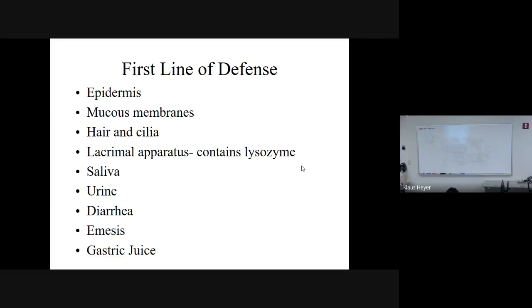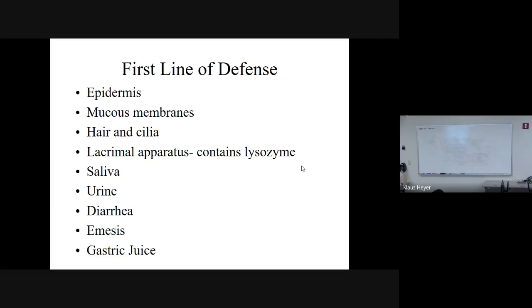So emesis is throwing up. Those are two ways to get rid of pathogens. And that's why you're having diarrhea. Your body senses that something shouldn't be there and says, let's just get rid of everything, like now. And your stomach juice, right? Your gastric juice is very acidic.